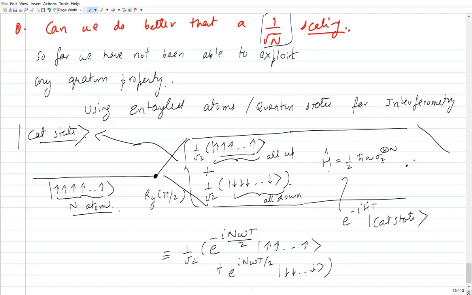And then finally, this state goes through another beam splitter or a rotation of each atom about the y-axis. And that gives me the entire information, which is converted from a phase information into an amplitude information.